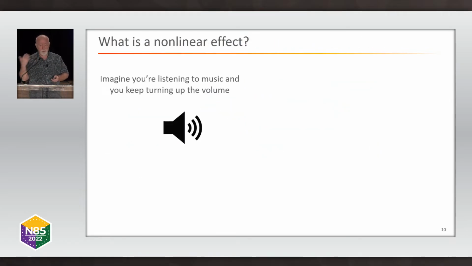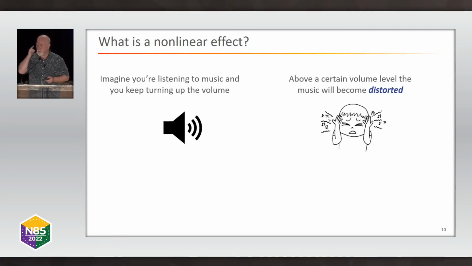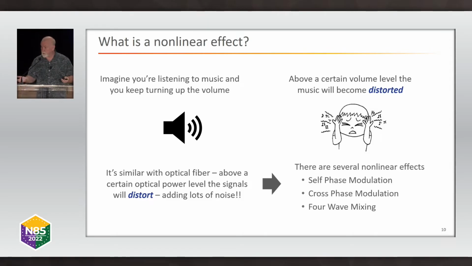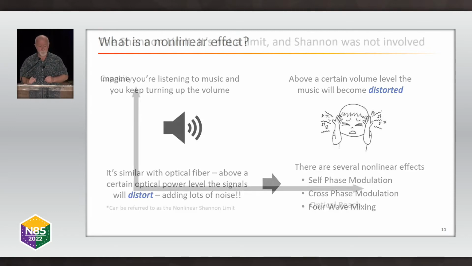So imagine you're listening to music at home and you keep on turning up the volume. At some point, that music starts to distort. It could be because your headphones are distorting, maybe the amplifier's distorting, speakers, whatever, but something is not able to handle that power level. And that's really what's happening in optical fiber. Above a certain optical power level, the signal starts to distort. It adds noise, which reduces the optical performance. And there are several different nonlinear effects. I'm not going to go into them because they are all bad, right? We want to avoid them if we possibly can.